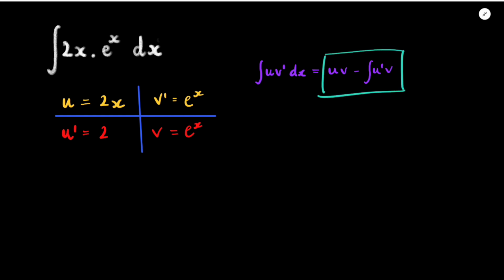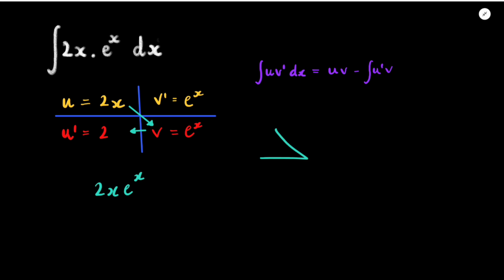So we're just putting it into here. Essentially, that means that we've got u times v, which is this diagonal here, 2x e to the x. And then we've got these two down the bottom that will go here. So that's u dashed v. So it creates this sort of a shape here, like an angle. So subtract the integral of 2 e to the x dx.